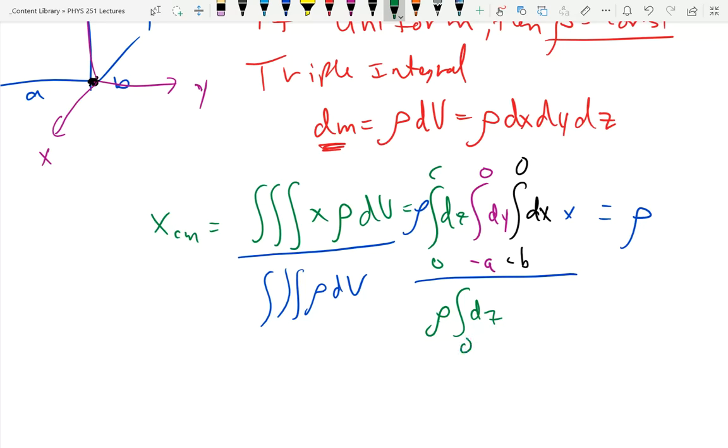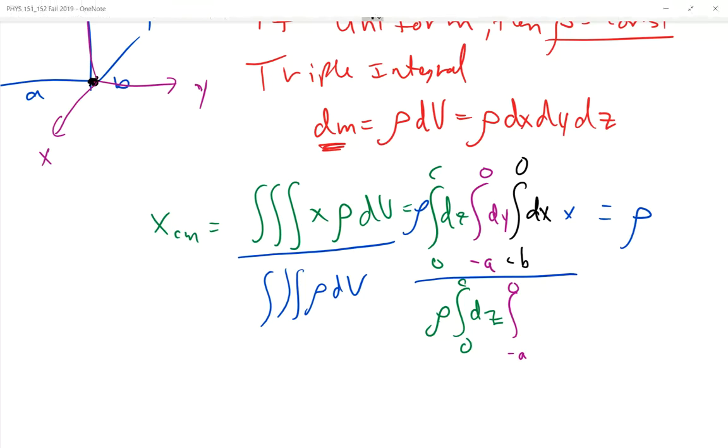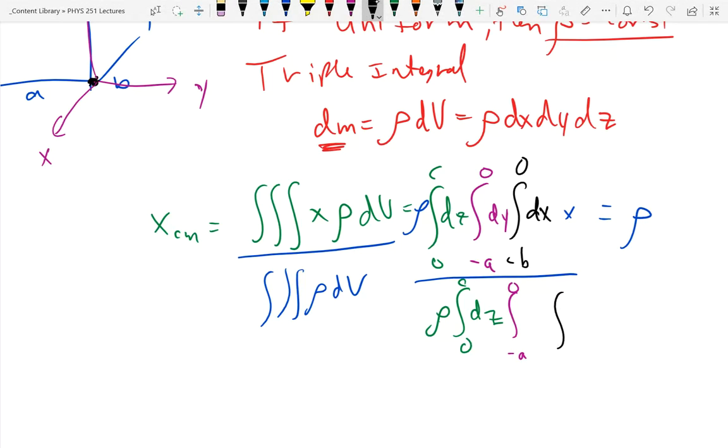And we still need to do the triple integral. Yep. Whoops. Forgot to put a dy there. So there I have it all written out.